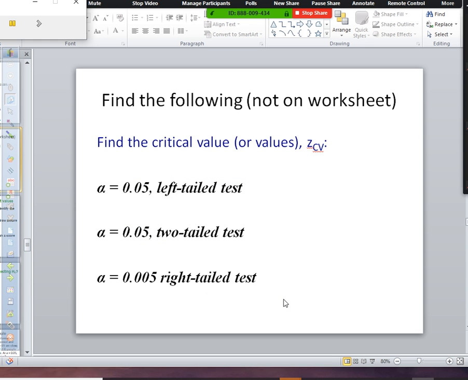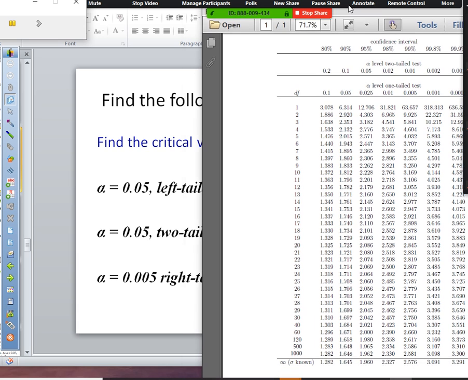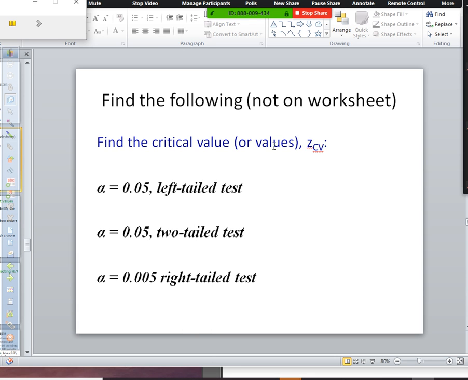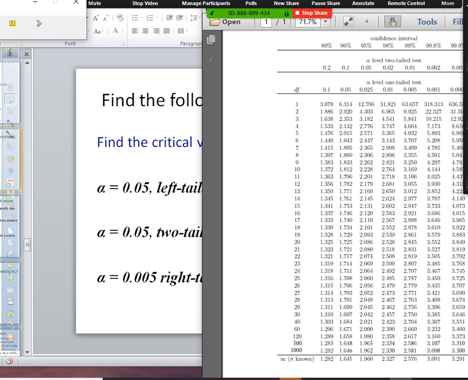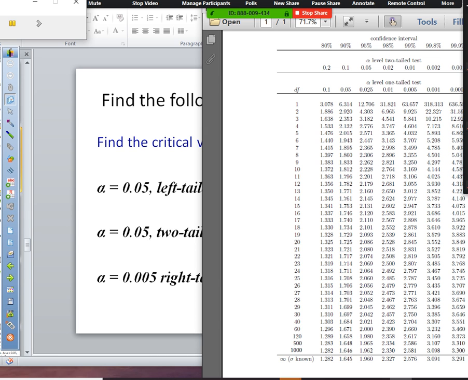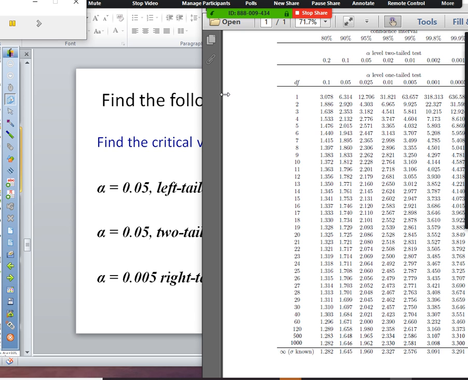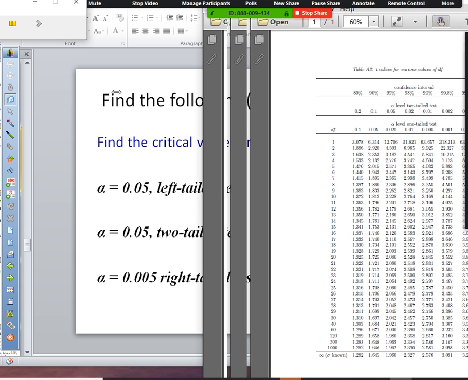So go ahead. I'll bring up the t-table in case you guys need it, but I want you guys to take a minute and find these. These are all for z-scores, so you're going to use the bottom row for all of these. So go ahead and find them.